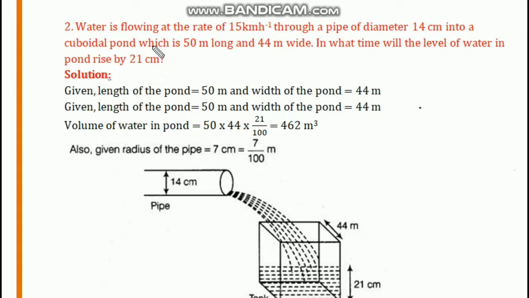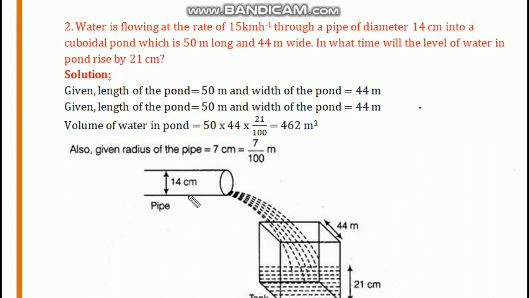So see here, the water is flowing at the rate of 15 km per hour through a pipe of diameter 14 centimeter. Here it is a cylindrical pipe. So the length of the pipe is 15 kilometer. At the same time, the diameter of the pipe is 14 centimeter, so the radius is 7 centimeter. So the length of the pipe is 15 kilometer.